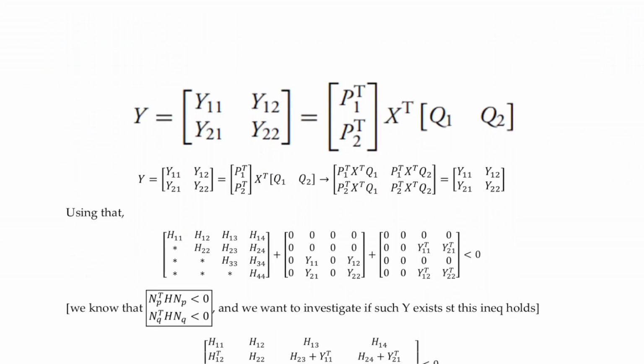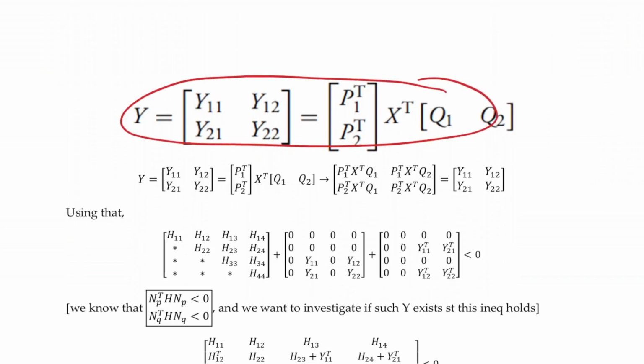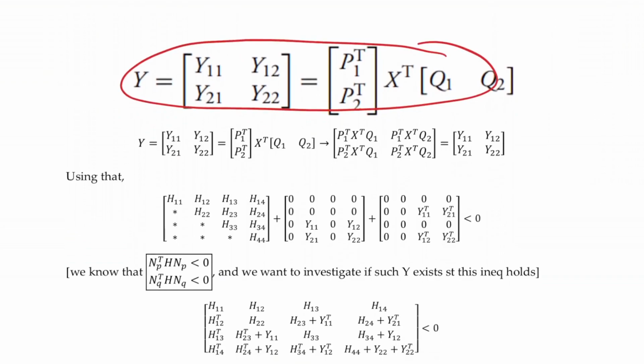And let's once again state the transformation of X, and that transformation gives us the Y matrix. Let's focus on that expression, and let's write that explicitly here. This matrix is given as Y, which is partitioned as Y11, Y12, Y21, Y22. By using this equality, let's substitute that in the given inequality, and this is what we have now.